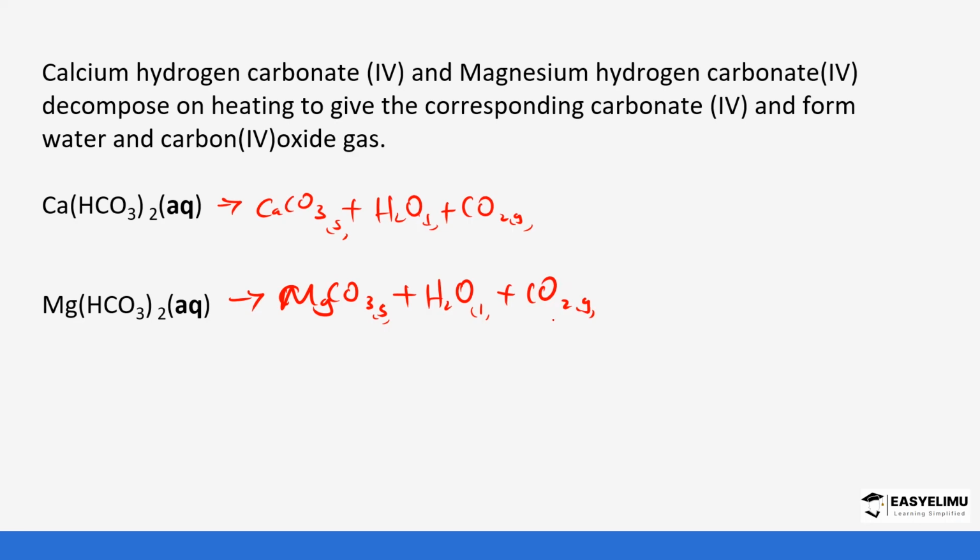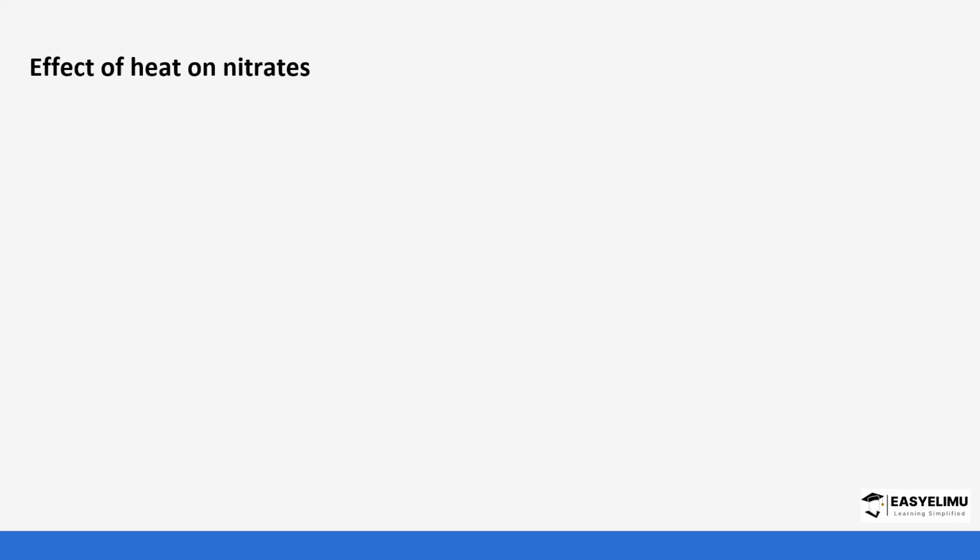It is also balanced. Next we look at the effect of heat on nitrates. When you heat nitrates, the product depends on where they are in the reactivity series. The more reactive the metal, the less the nitrate decomposes. But as you go lower and lower in the reactivity series, you're able to even obtain their metals.